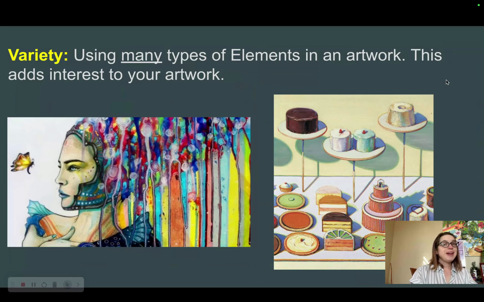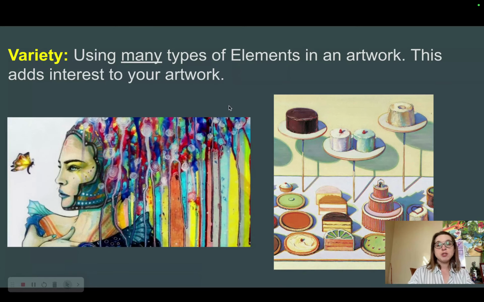All right, variety. This is using many types of elements in an artwork. This adds interest to your artwork. So this means you're using different shapes, forms, colors, different types of lines, different sizes of shapes and forms. But we can also say there's a variety of an idea. For example, in this painting here, there are a variety of cakes and desserts, though they all look fairly similar in form because there are a lot of cylinders.